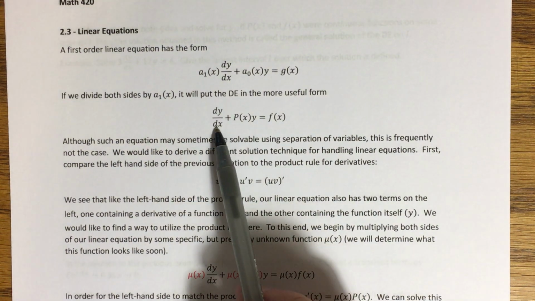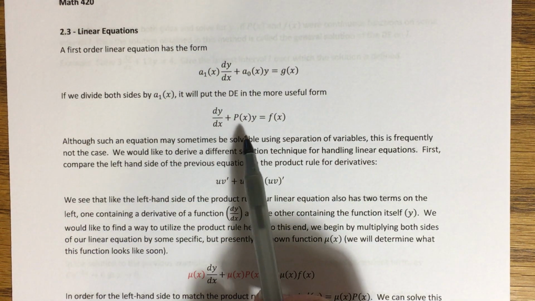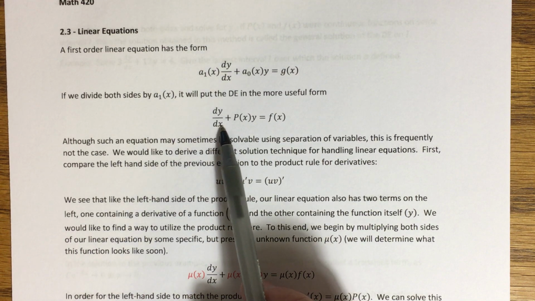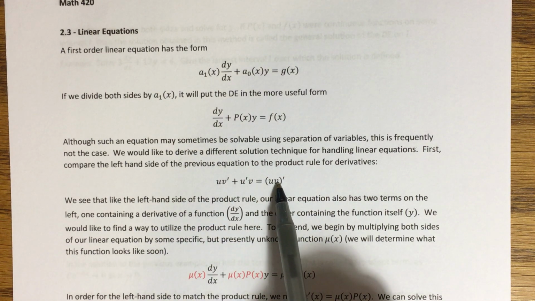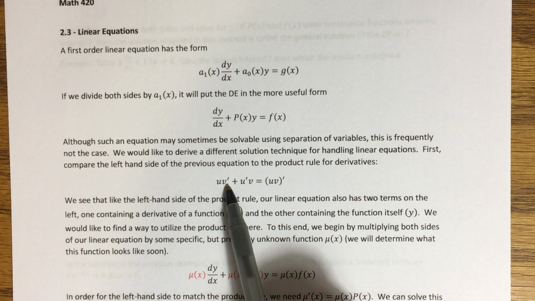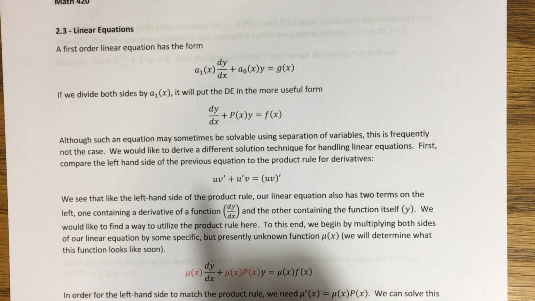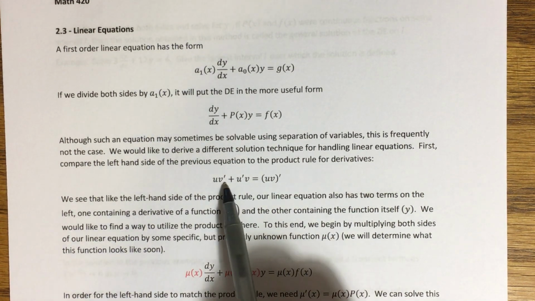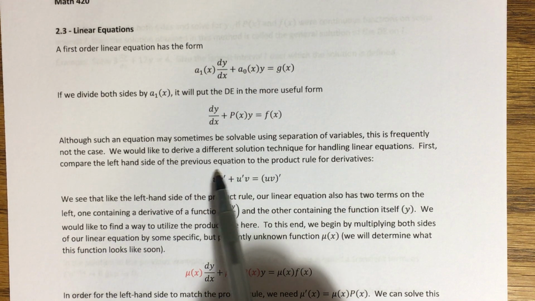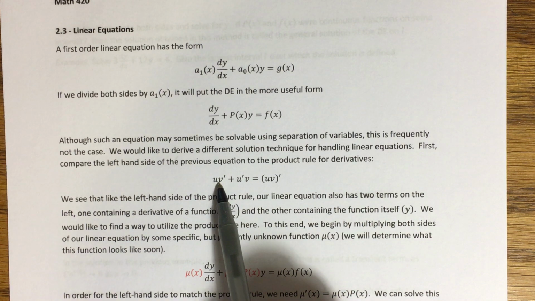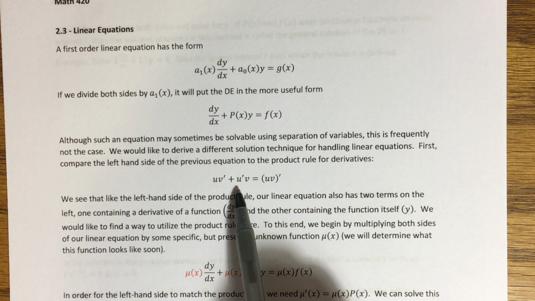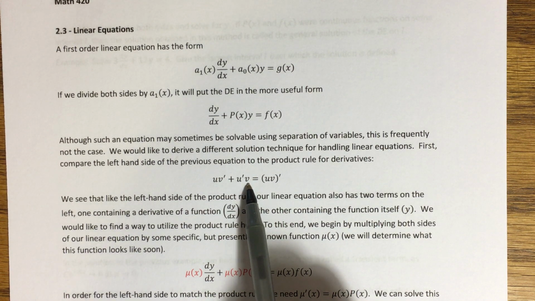If you take a look at the left-hand side of this equation and really think about it, it has some resemblance to the product rule from calculus. As a reminder, if you have a product of functions uv, the derivative of that would be uv prime plus u prime v. Now focus on just the v for a second. We have two terms on the left-hand side of this identity. One term has the derivative of the function v, and the other term has the function v itself.